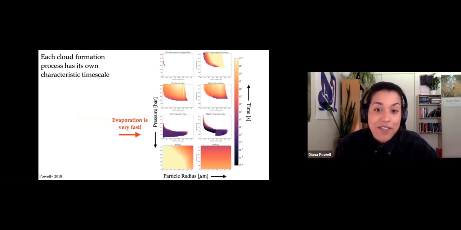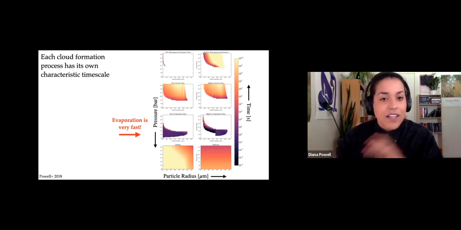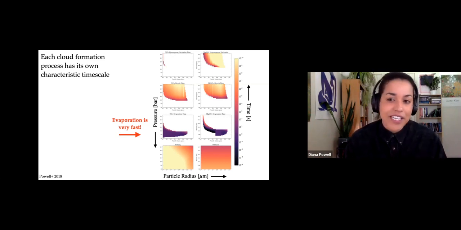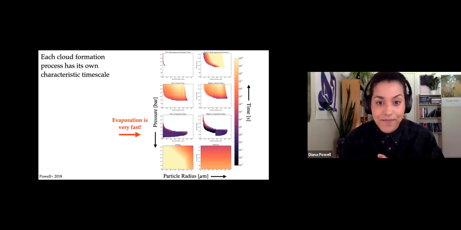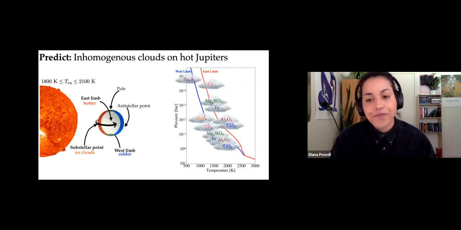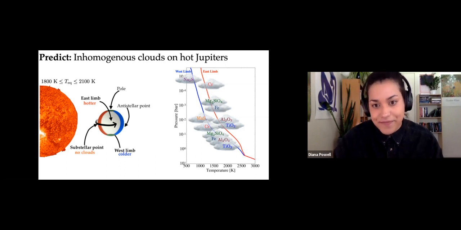And with this framework for microphysical clouds, we can directly calculate the timescale of each cloud formation process, which is interesting. So we can look at how the timescale of cloud formation interplays with other things like atmospheric large-scale motions. So there's a lot of information in this plot, but right now I want to draw your attention to the evaporation timescale in particular, and notice that evaporation is very fast when thermodynamically favorable. And with this in mind, now let's talk about predictions for future observational signatures. And in particular, I want to discuss the case of inhomogeneous clouds on hot Jupiters.